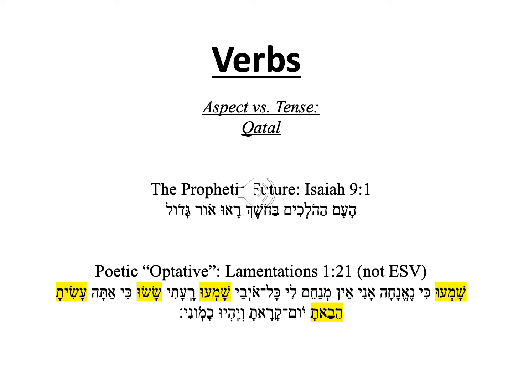For instance, the perfect, the katal, can be used for the prophetic future, something that's in the future but is so guaranteed that it's spoken of as though it's already been completed. So that we read in Isaiah 9:1, the people walking in darkness have seen a great light, and yet we understand that what is meant is they will see a great light.